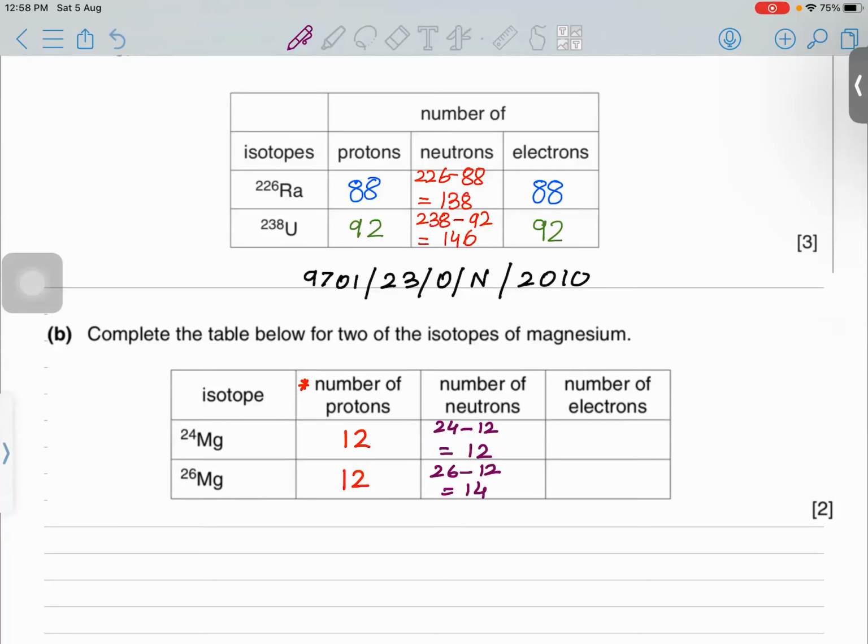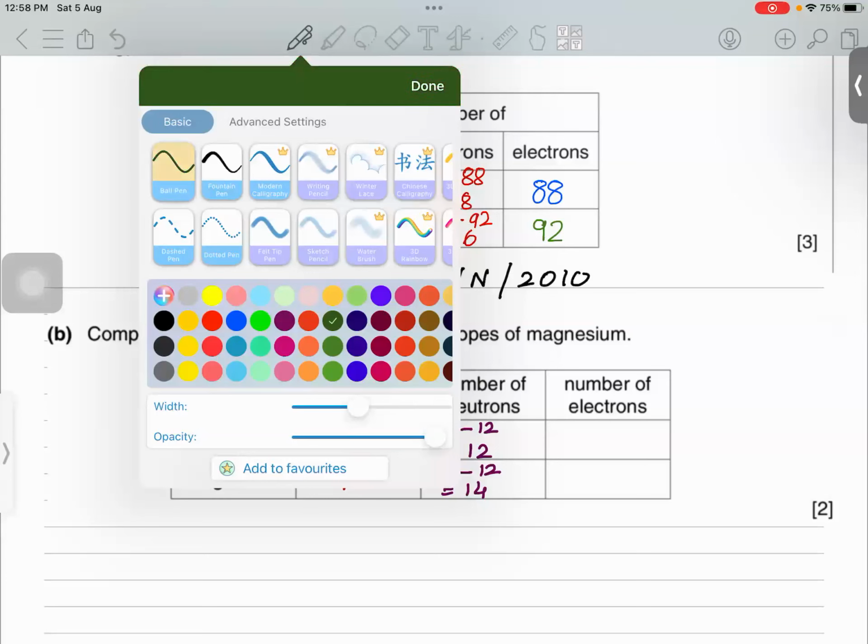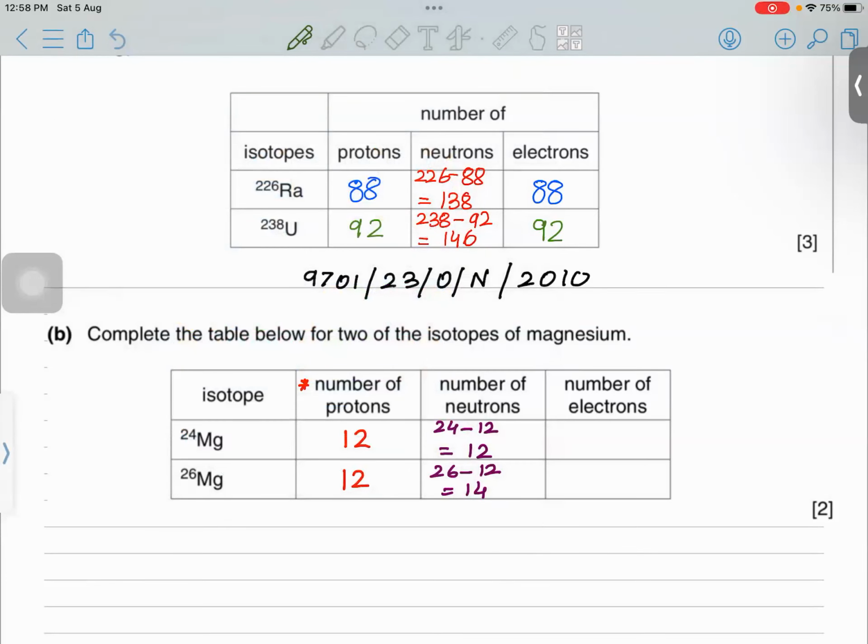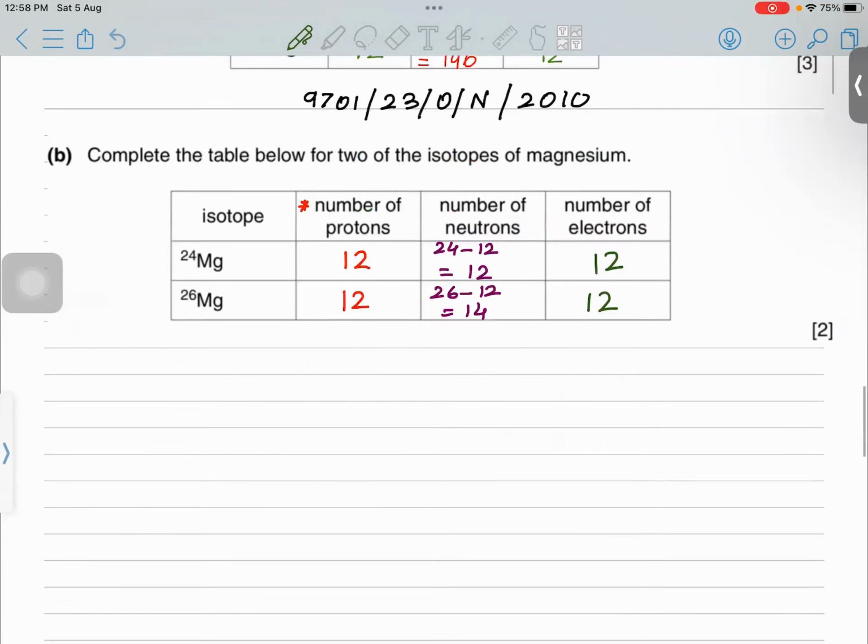Correct. Now tell me, do you have a charge on magnesium in these two? No. If there is no charge, it means the number of protons is equal to the number of electrons. Tell me the number of electrons. Both are 12. Very good.